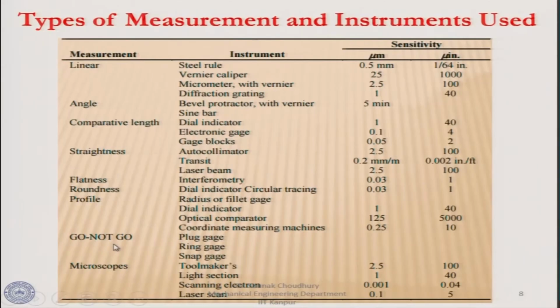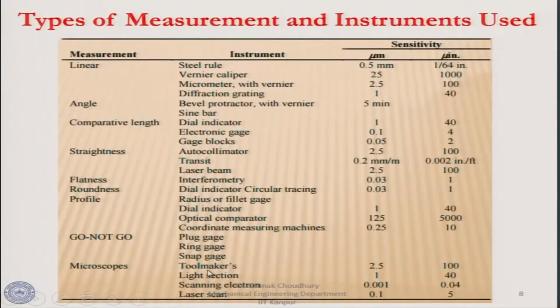Now, go, no-go gauges, these are the plug gauge, ring gauge, snap gauge. These are the go and no-go. That means you will have the gauge, it will go or not go, accordingly. So, it is a qualitative measurement, not quantitative.